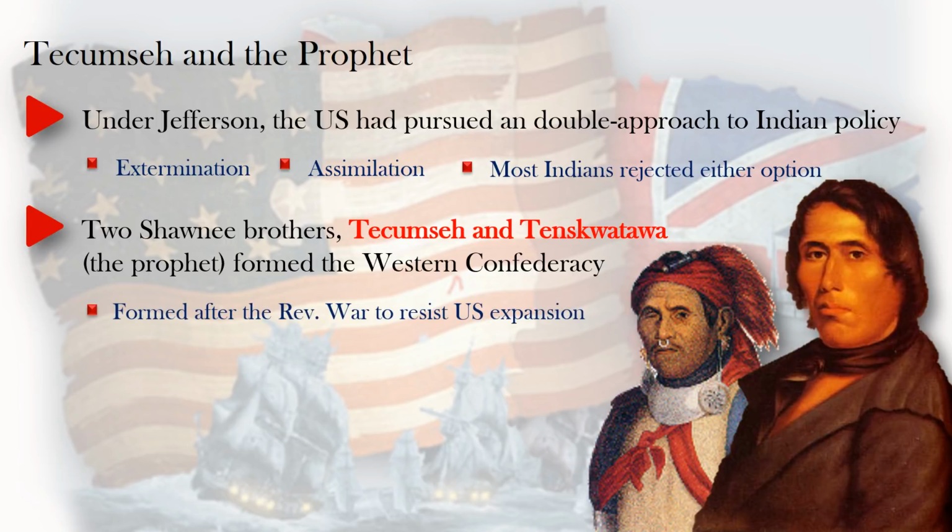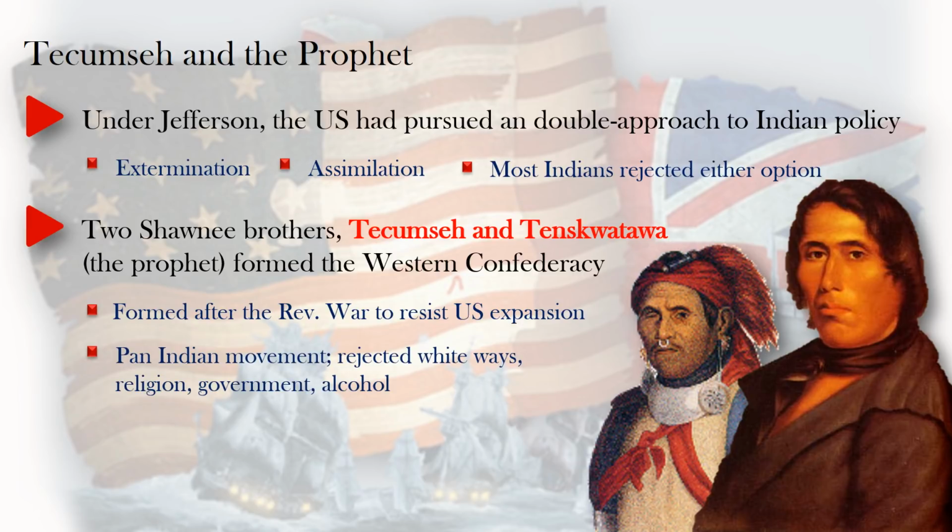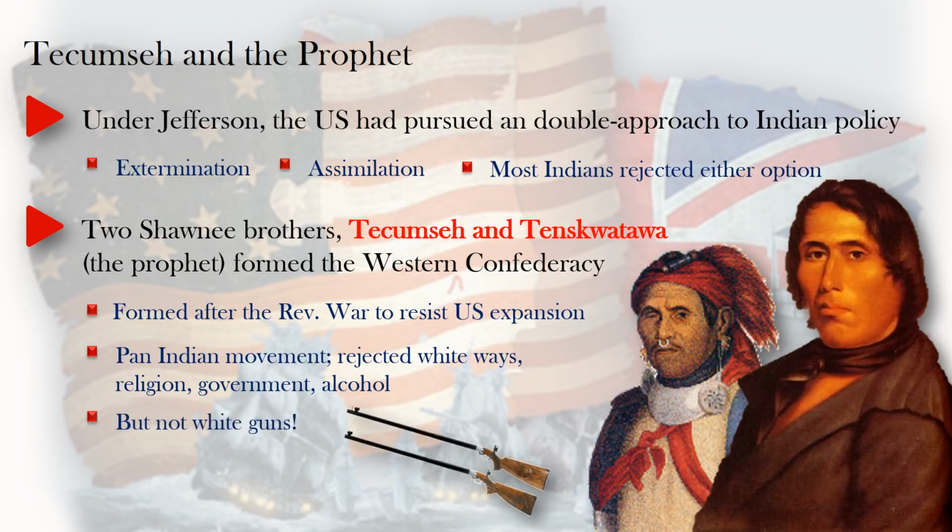Now, the Western Confederacy was actually formed after the Revolutionary War in order to resist U.S. expansion beyond the Appalachian Mountains. And so this is a reboot of that organization. It's a revitalization of it. It's a pan-Indian movement, meaning that lots of different Indian groups, regardless of tribe or language, are invited to join on the condition that you reject white ways, white government, certainly white hegemony, white religion, and alcohol. But that does not seem to extend to white guns.